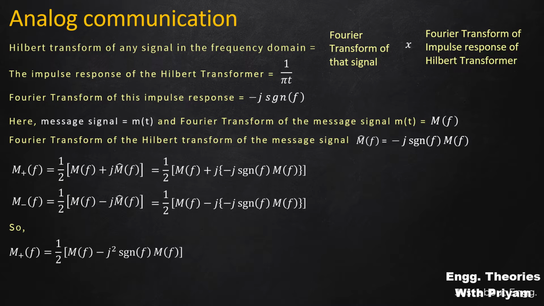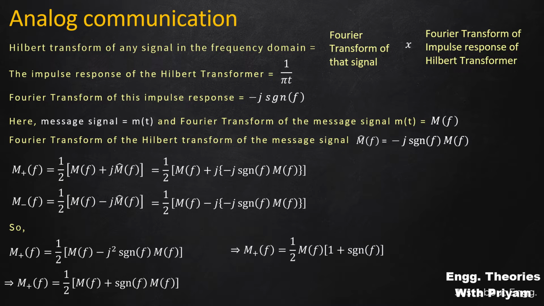This j square will have a value of minus 1, as j is equal to root over minus 1. So we can write capital M plus of f is equal to half into capital M of f plus signum of f into capital M of f. By taking capital M of f common, we can write capital M plus of f is equal to half into capital M of f into 1 plus signum of f. Let us see the expression of 1 plus signum of f graphically.